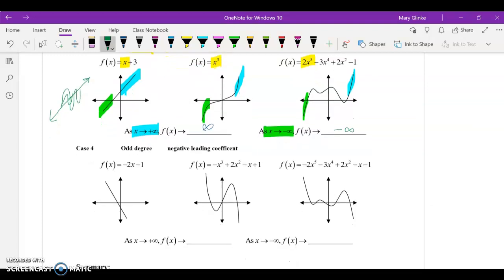Let's take a look at this last one then. With the negative leading coefficient, think of a negative slope. For all of these, you are ending down on the right side, but on the left side, you are pointing up.